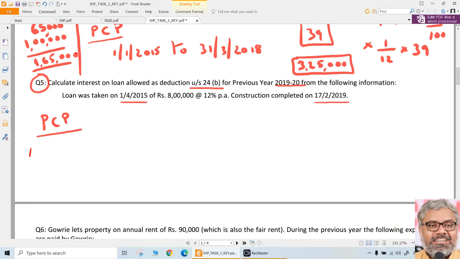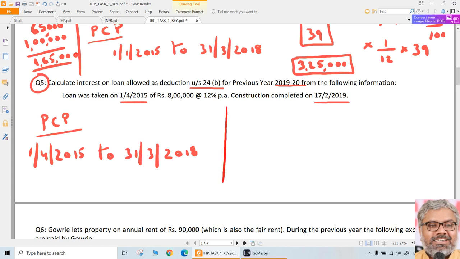Calculate carefully. 1/4/2015. That is the starting point. To 31st March. Be careful. Not 2019. It will be 2018 because construction completed in the financial year 18-19. And 31st March prior to that financial year is the end of the pre-construction period. So exactly 15 to 16, 16 to 17, 17 to 18. 3 years, full years is there.